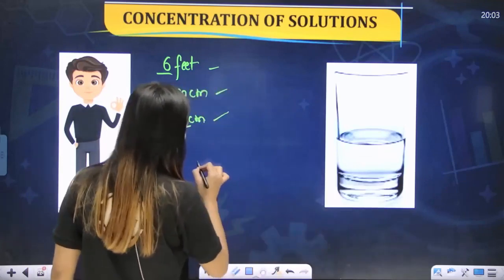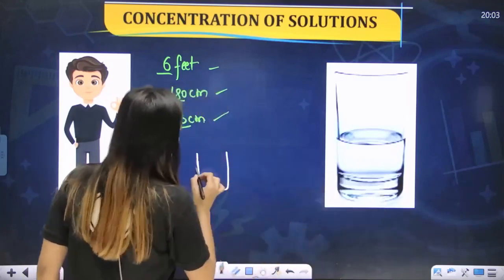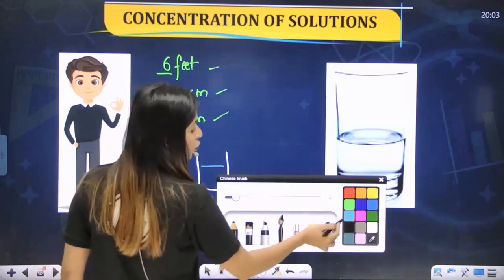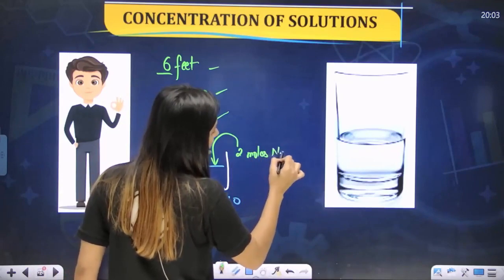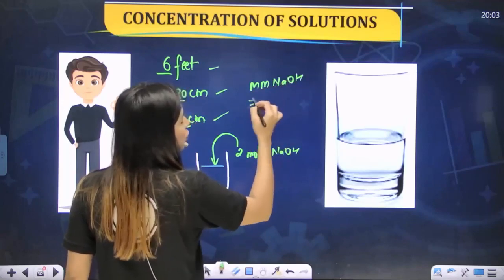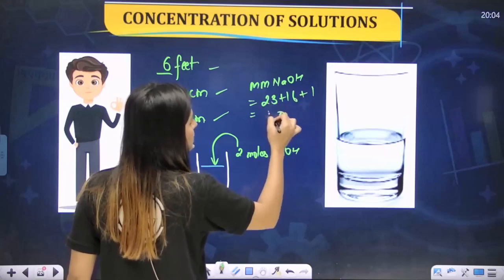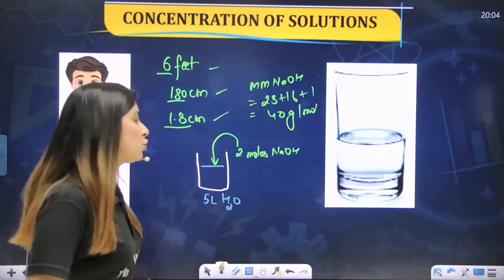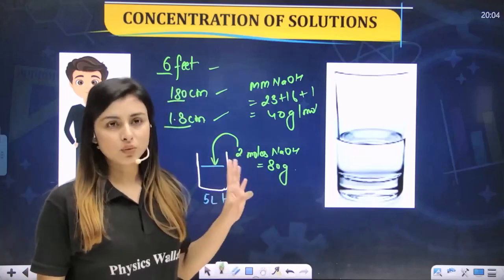Let us say you have a container, and you have 5 liters of water here. Now you have added 2 moles of NaOH. Let me tell you, the molar mass of NaOH: sodium molar mass is 23, oxygen is 16 and hydrogen is 1, so this is 40 grams per mole. So if 1 mole weighs 40 grams, then 2 moles weigh 80 grams. Right? Yes. So what can you say?